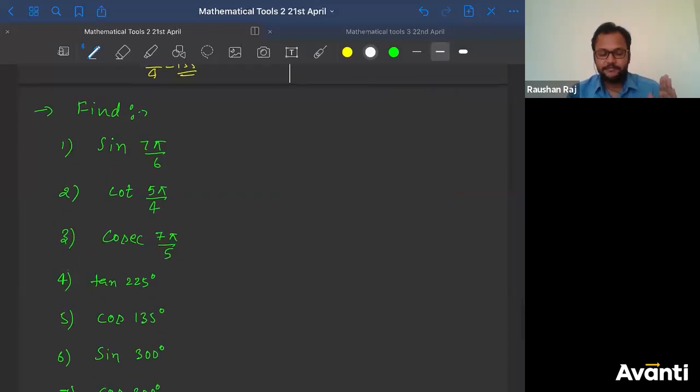Now sine 7 pi by 6. So try to convert this 7 pi by 6, because see, do you know the value of sine 7 pi by 6?